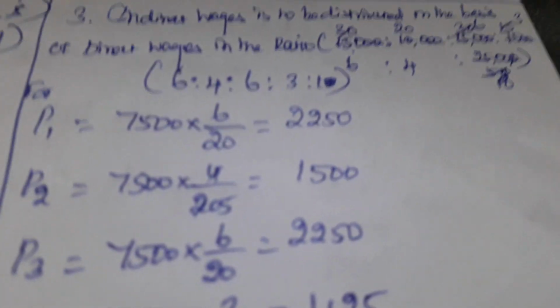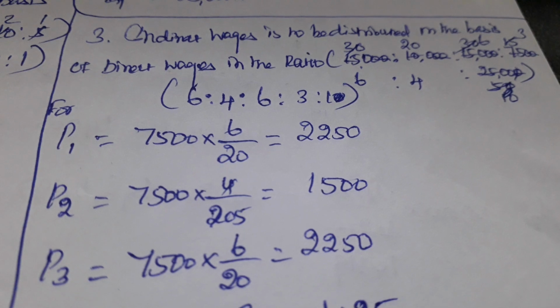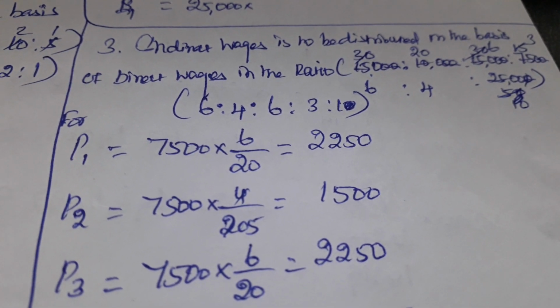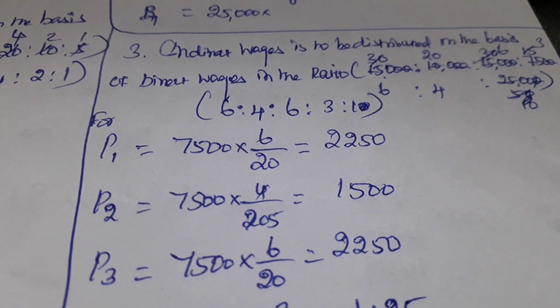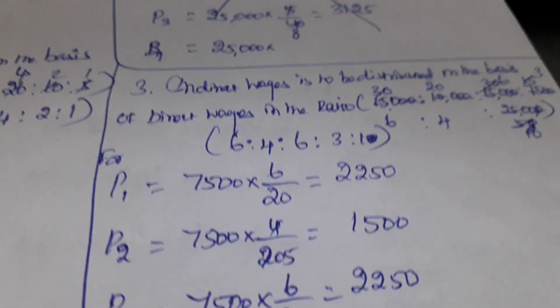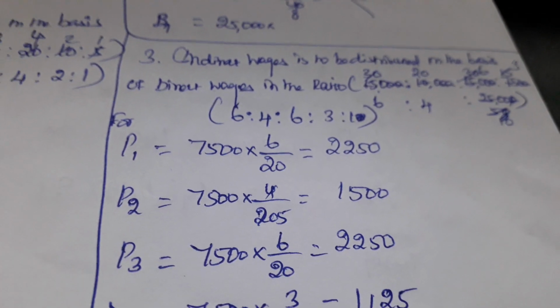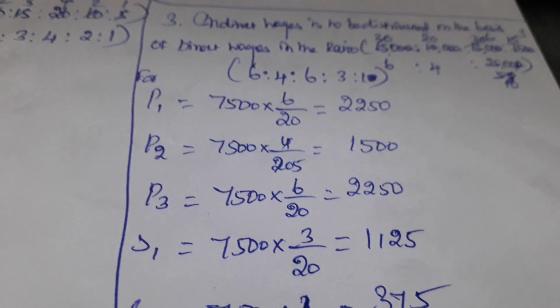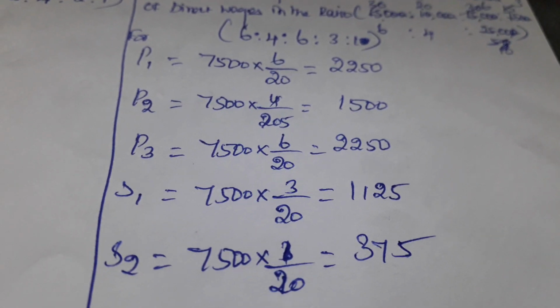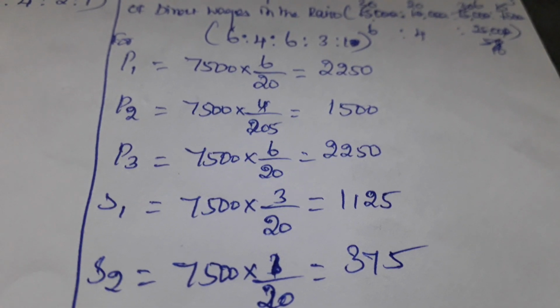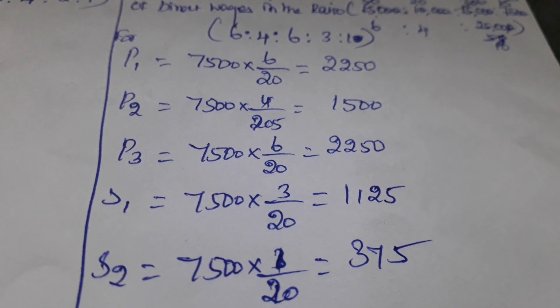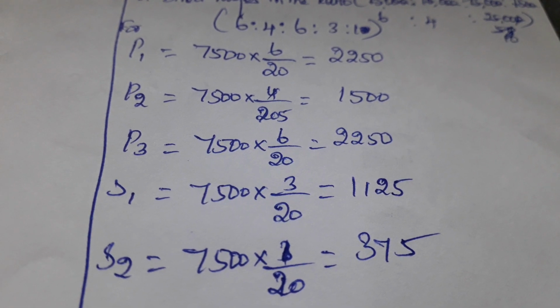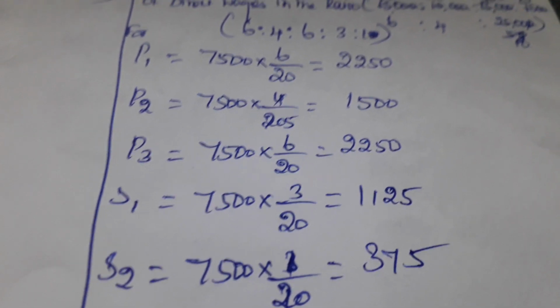Then we calculate indirect wages, which are to be distributed on the basis of direct wages in the ratio 6:4:6:3:1. If we solve this now, we can get the amount for production departments as well as service departments.